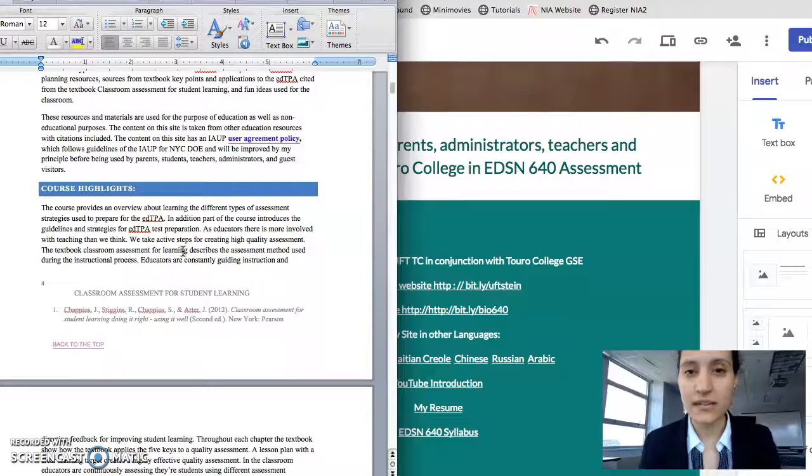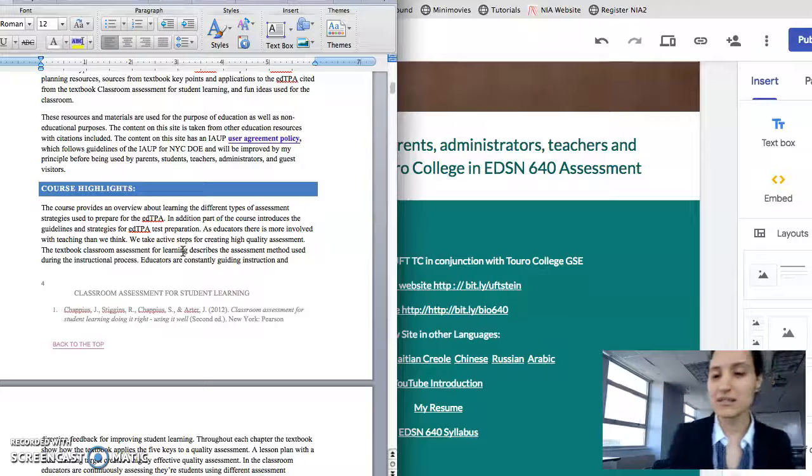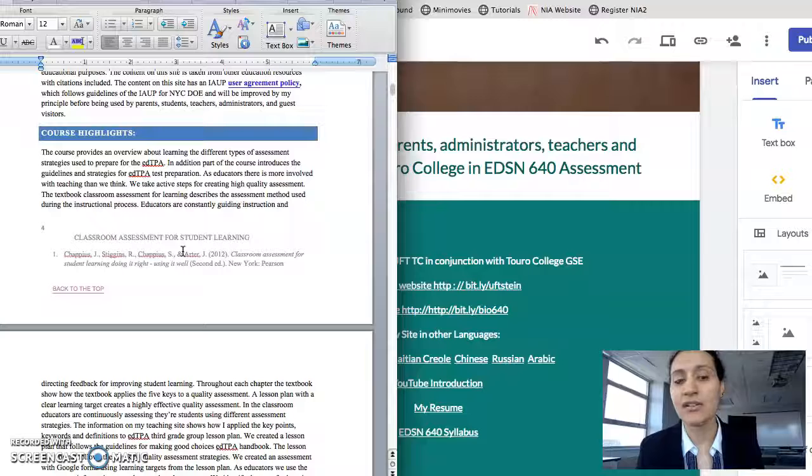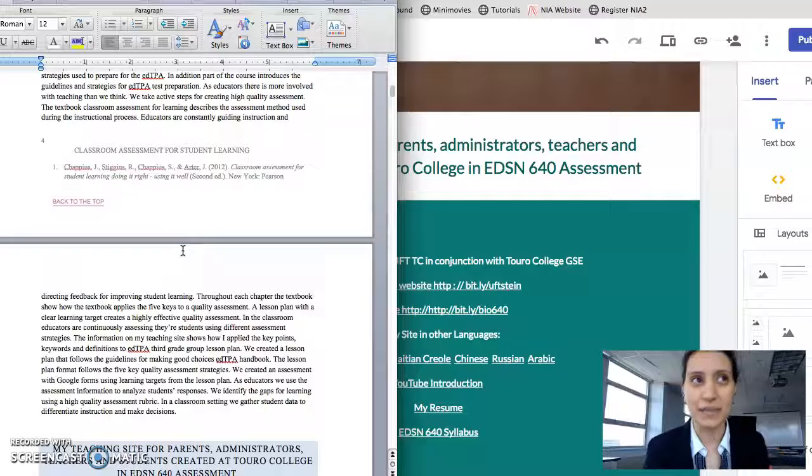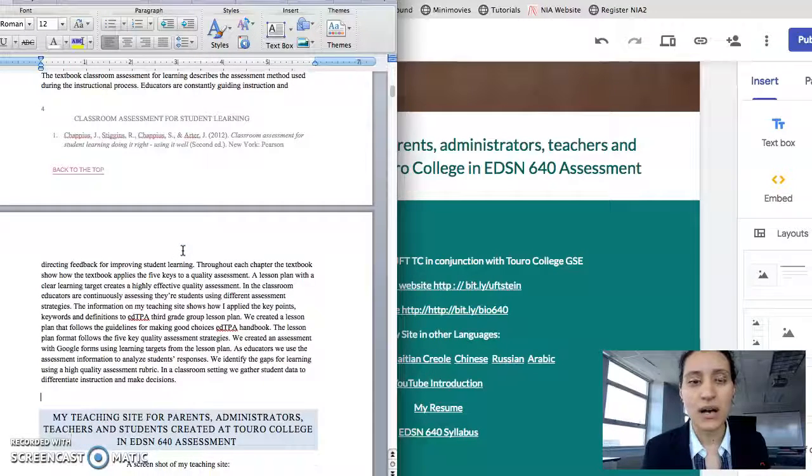The textbook, Classroom Assessment for Learning, basically describes the assessment methods during the instructional process and how educators are constantly guiding instruction and directing feedback for improving student learning. It talks about how students self-assess and set goals, and what happens when the learning target goals are met or when they're not met. So it gives us a brief, in-depth overview of all the important key points and terminology that can be used for the EdTPA in a lesson plan.